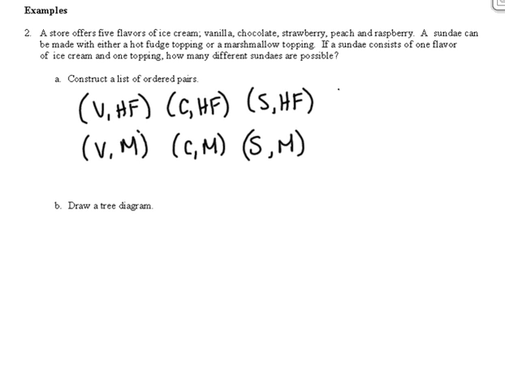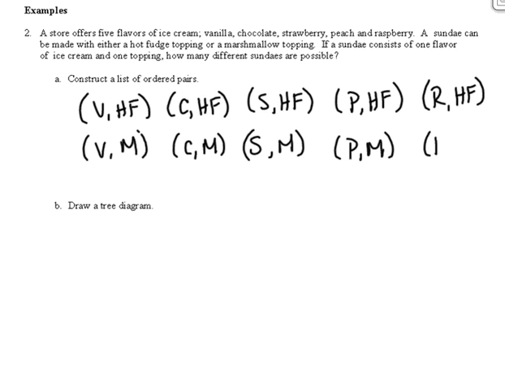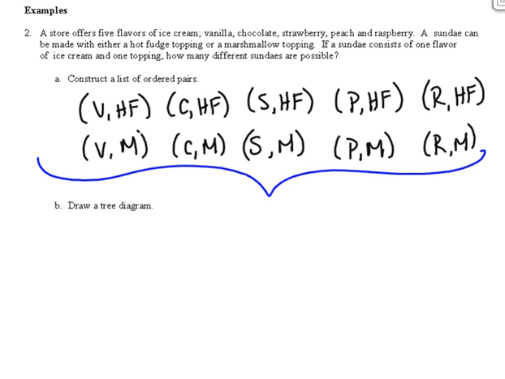We could have peach and hot fudge, or peach and marshmallow. And last but not least, raspberry and hot fudge, or raspberry and marshmallow. So as you see, if we were to count up how many total different options we have, there are 10 sundaes total that we can make choosing one ice cream flavor and one topping flavor.